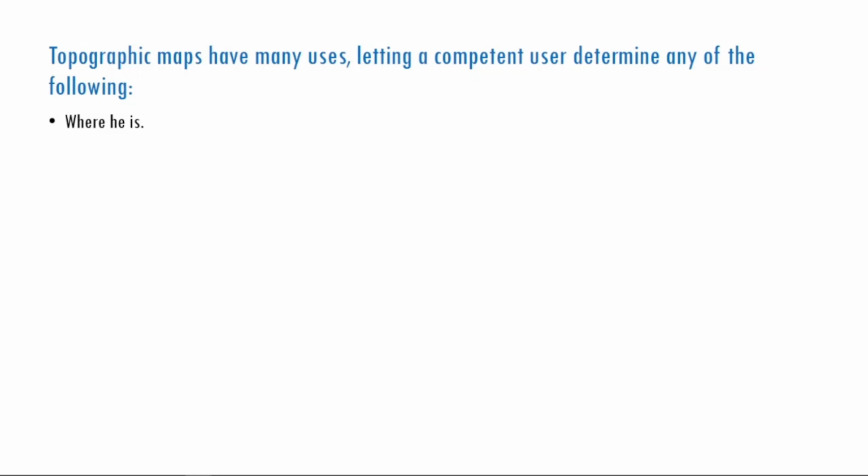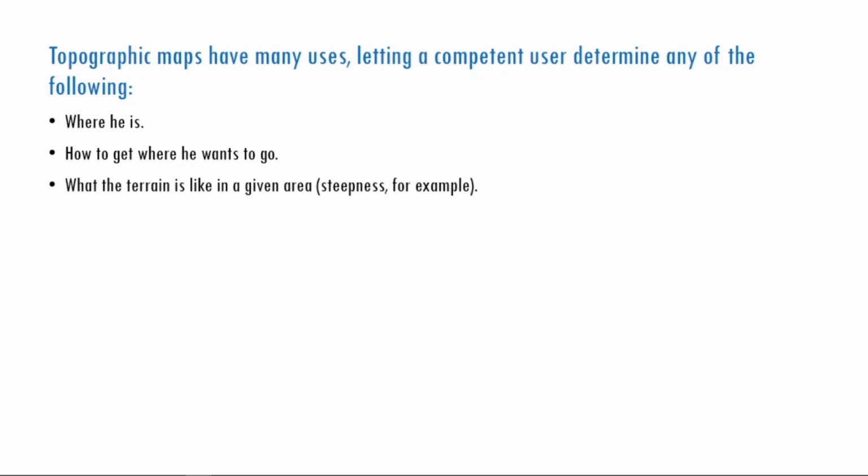It also helps the competent user to get to where he wants to go. It shows what the terrain is like in the area he or she wants to go, because sometimes you find yourself looking at a place from a very far position and you think it's solid ground, only to find out when you get there it's a swamp or sinking sand. So a topographic map typically helps a competent user to know the terrain he or she is at.